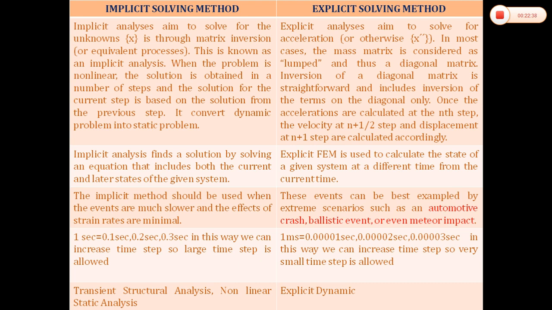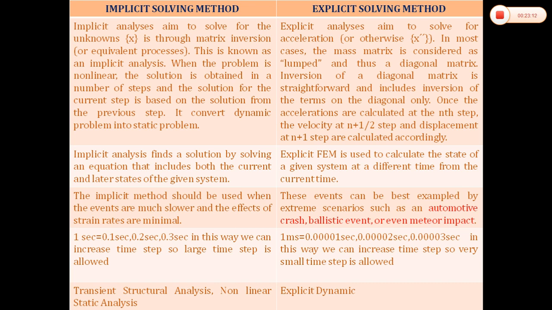In short, what is the basic difference between implicit and explicit? Explicit works for the current time step, whereas the implicit takes the previous data as well. So this is the basic difference between implicit and explicit. Implicit analysis finds a solution by solving an equation that includes both the current and the later states of the given system, whatever I just told you. Explicit FEM is used to calculate the state of a given system at a different time from the current time.